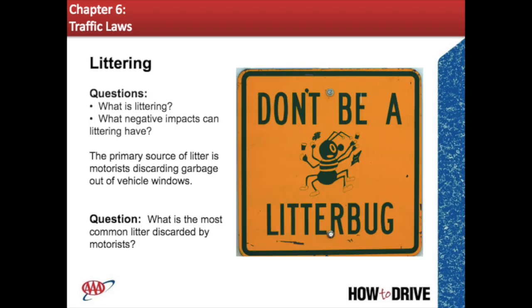Then we have littering. Litter is a major environmental issue, harming animals, people, and waterways, and costing millions of dollars each year to clean up. Unfortunately, a primary source of litter is motorists discarding garbage out of vehicle windows. The most common trash discarded by motorists is cigarette butts, which take decades to degrade. Fast food containers are also commonly discarded. Penalties for littering can be stiff and could include fines, community service, and jail time.